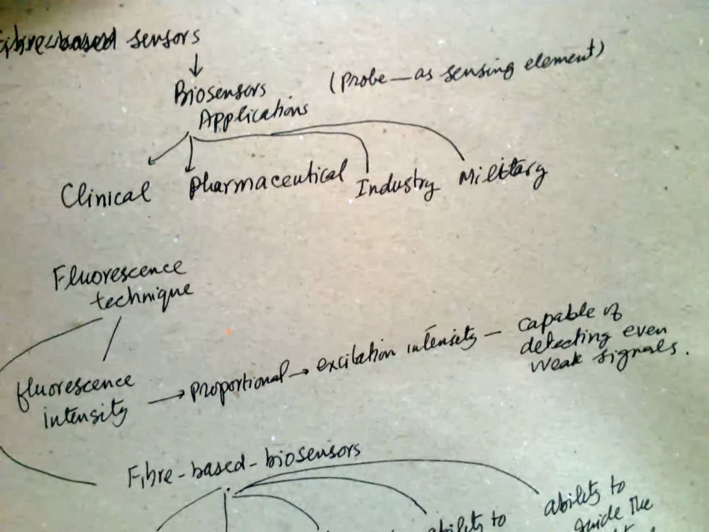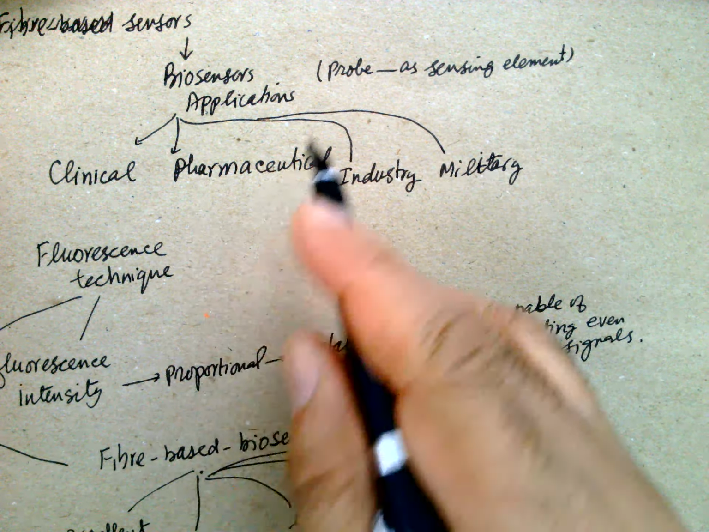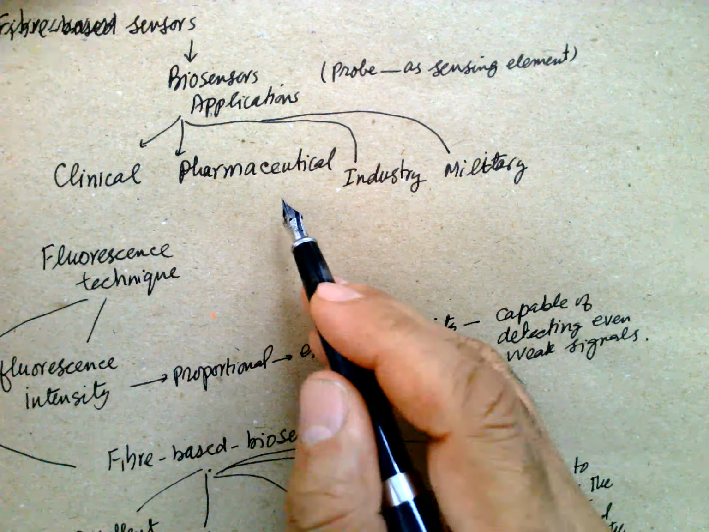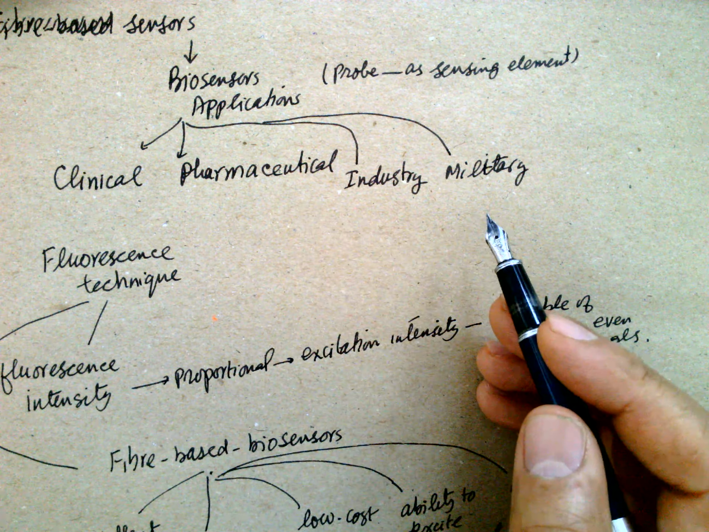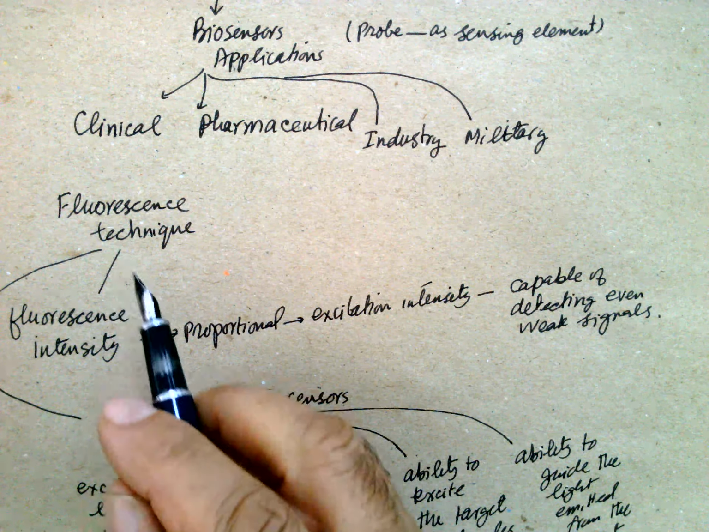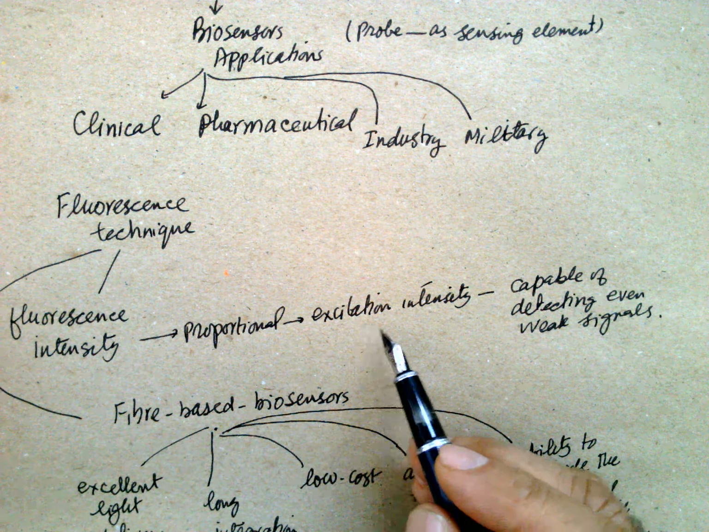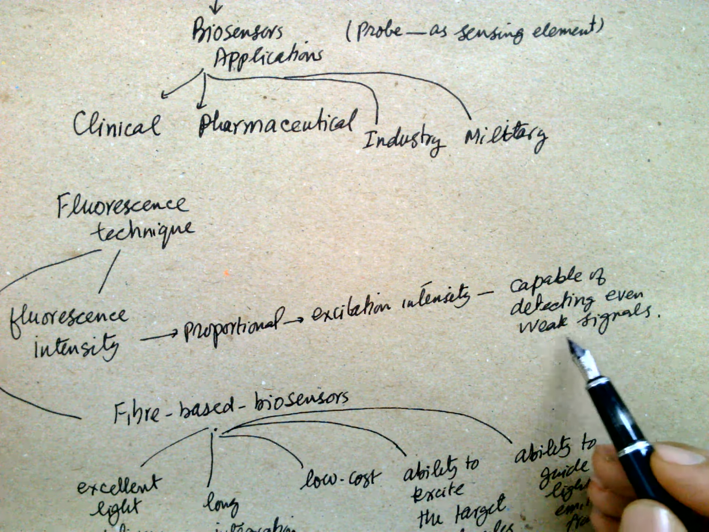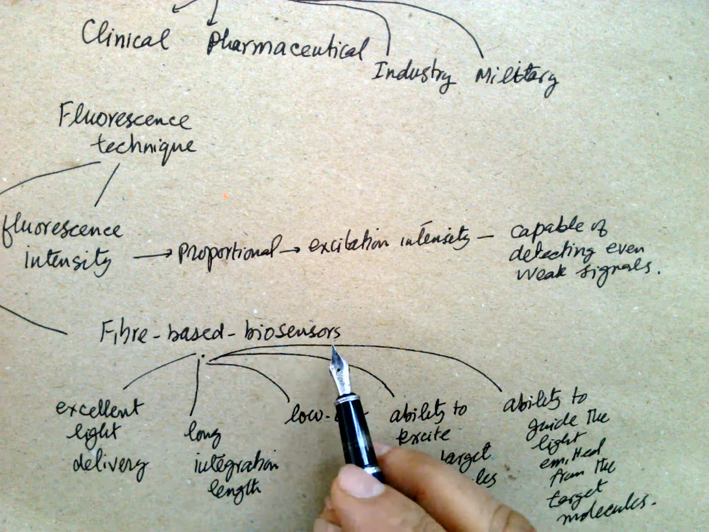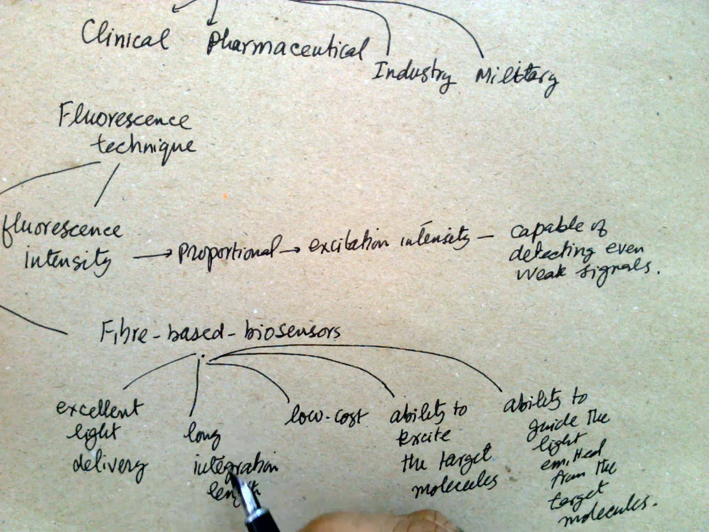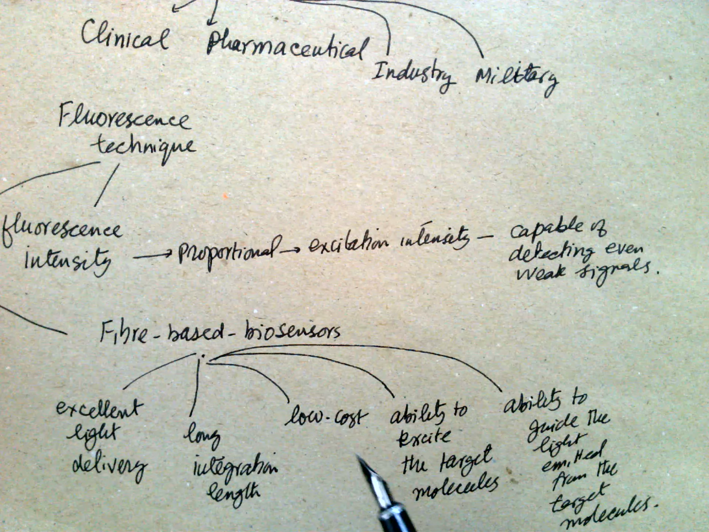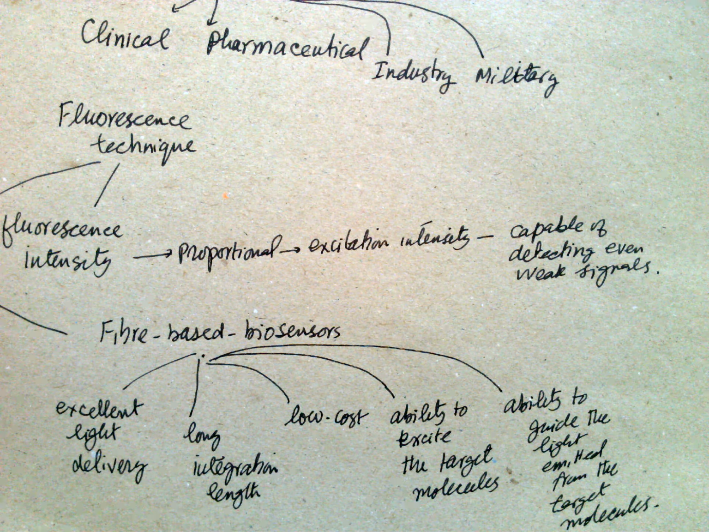And in fiber-based biosensors, the probe as a sensing element is used in clinical applications, pharmaceuticals, industry, and military. In this one, there's a fluorescence technique. Fluorescence intensity is proportional to the excitation energy, and it is capable of detecting even very weak signals because of the guiding principle of the fiber. Fiber-based biosensors are excellent in light delivery and have a long interaction length because the core of the whole fiber is used as a sensing element.